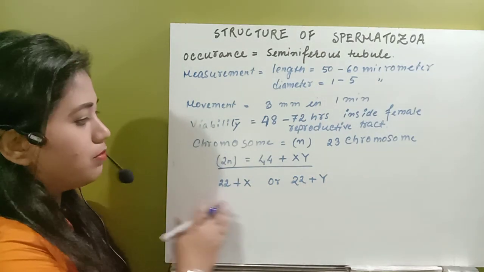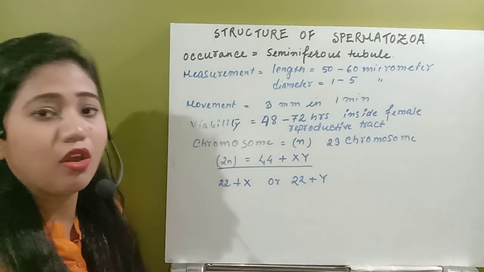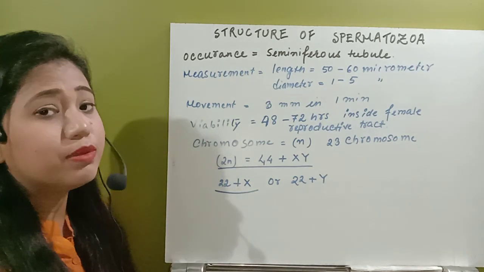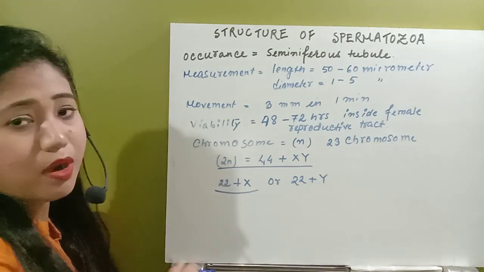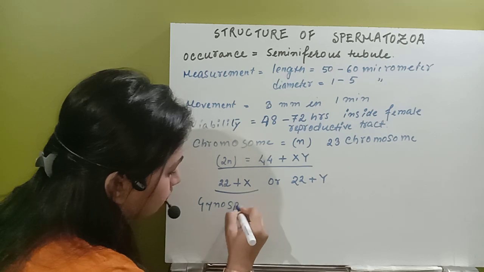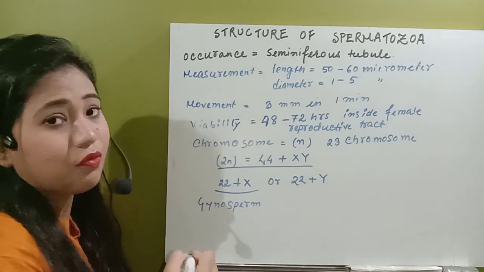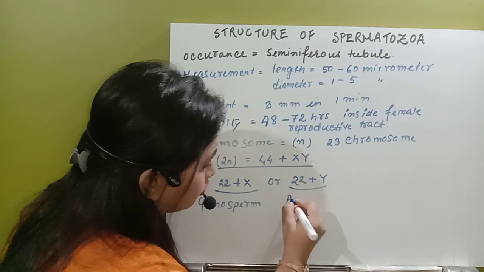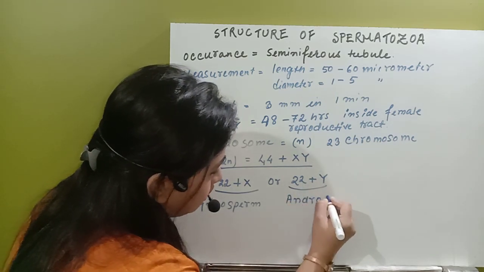So here on the basis of chromosomes, it is going to be of two types. The X-bearing spermatozoa is known as gynosperm, and the Y-bearing spermatozoa is known as androsperm.